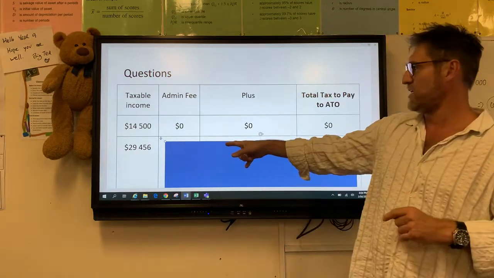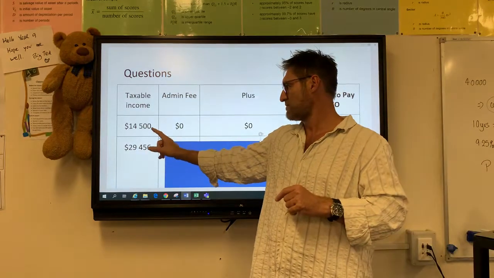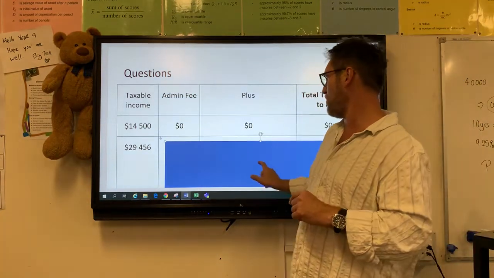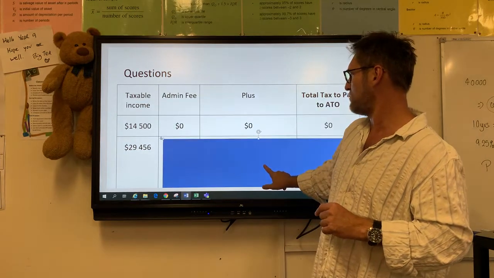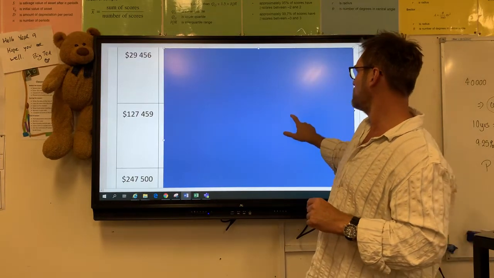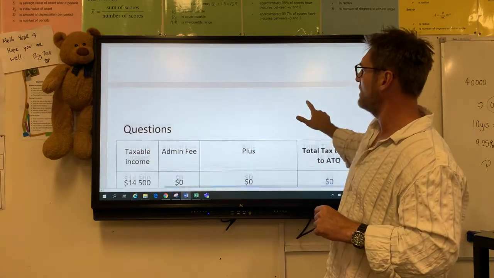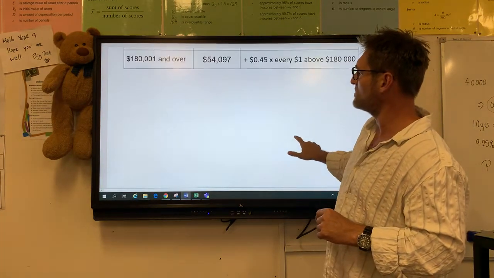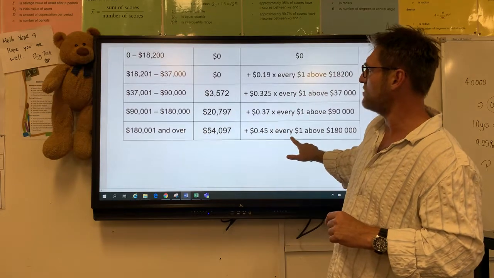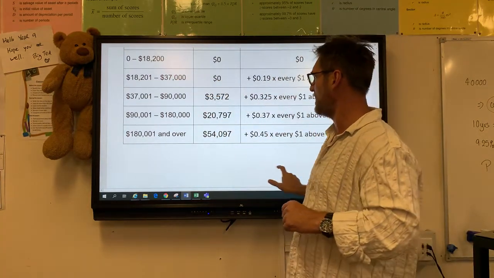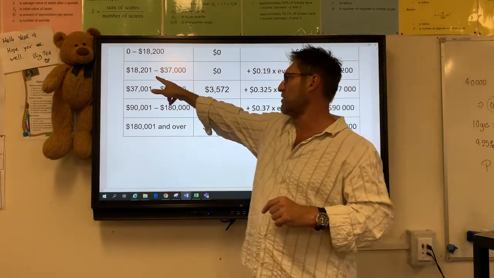All right, example 2, question 2. Again, please try and work this one out on your own. Have a look, 29,456 bucks. Oops, don't want to give it away. Which bracket do they fall into? 29,000. Oh, they're in this one here. 29,000 fits in there. How much over did they go?